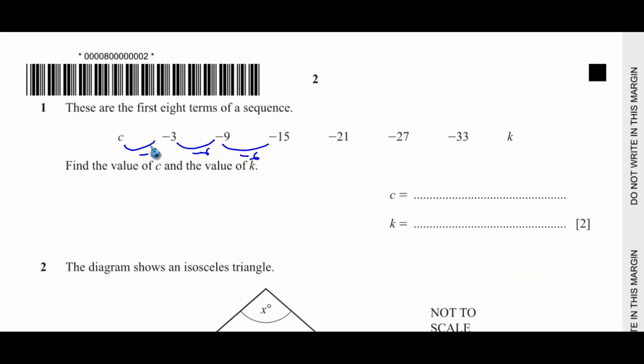For you to get C, you have to subtract negative 6 from negative 3. That is minus 3 minus negative 6. This will combine together to become positive, so that is minus 3 add 6, which is 3. So the value of C will be equal to 3. And the value of K will be minus 33 minus 6, so that will be minus 39.